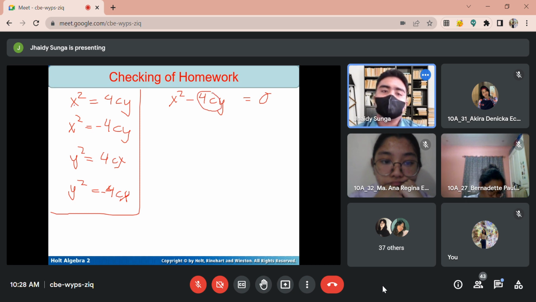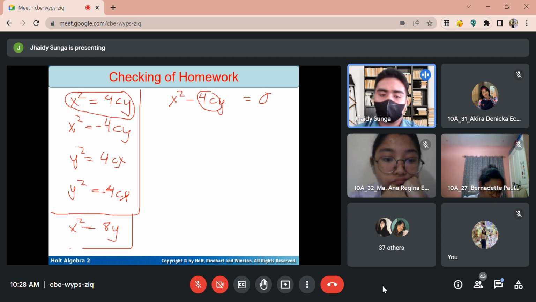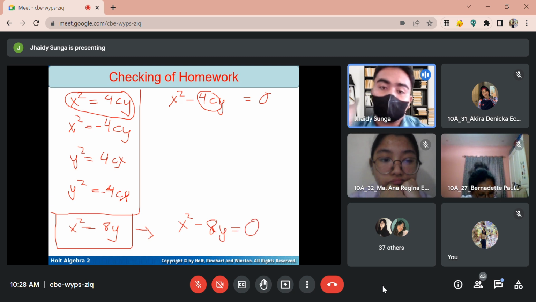For example, let's just get this standard form. Standard form of that one could be x squared is equal to 8y, correct? And 8y in standard form, this is the standard form. If you're going to convert that one in general form, it could be represented as x squared minus 8y is equal to 0. And if you will notice, what are the differences between parabola, ellipse, and circle?